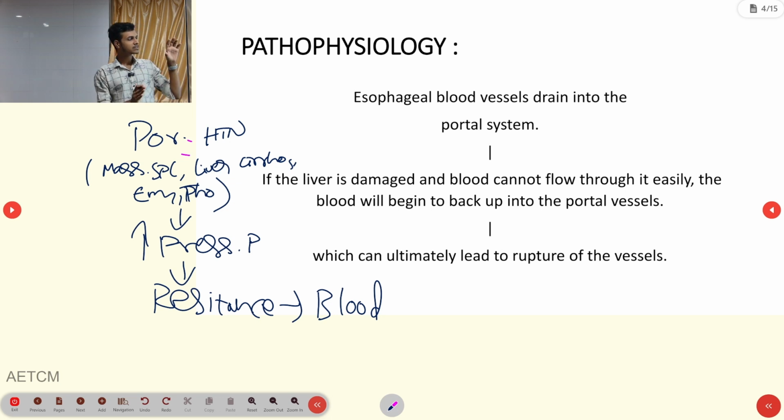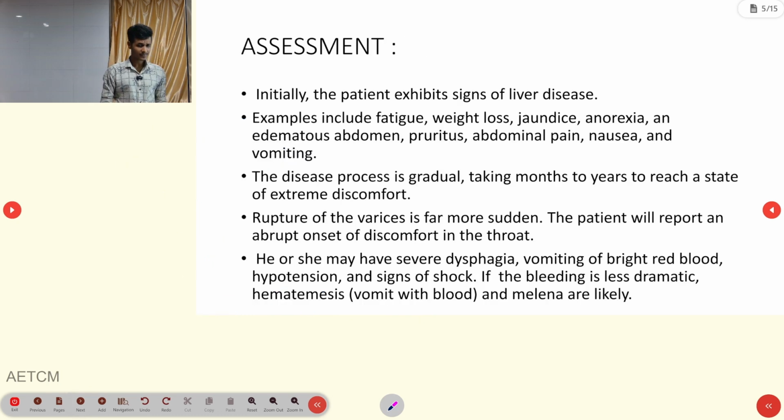So it is straightforward and simple. Some of the causes, like liver cirrhosis, massive splenomegaly, or any embolus or thrombus, increase the pressure inside the portal venous system. That is called portal hypertension. Increased pressure will increase the resistance to the blood flow. If resistance is increasing, blood is unable to move inside the circulation, so it will back up in the distal portion of the vessel, causing abnormal enlargement of the vein. That condition is called esophageal varices. Usually in our venous system there is less resistance, but here the resistance increases. If the disease progresses and the same condition is maintained for a prolonged time, it will lead to rupture also.